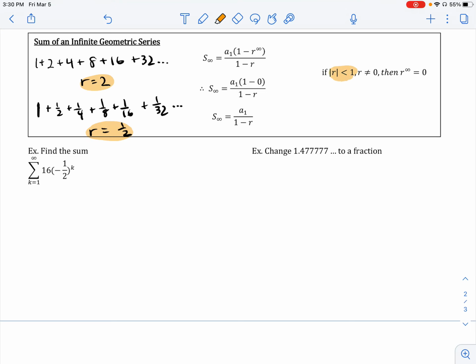So that's where we can draw a more general and broader conclusion. We can say that if the absolute value of our common ratio is less than 1, then our infinite geometric series will have a sum. If the absolute value of our common ratio is not less than 1, then our sum continues to grow or decrease towards some negative infinity value. So if the absolute value of our common ratio is less than 1, then we can find the sum of an infinite geometric series.